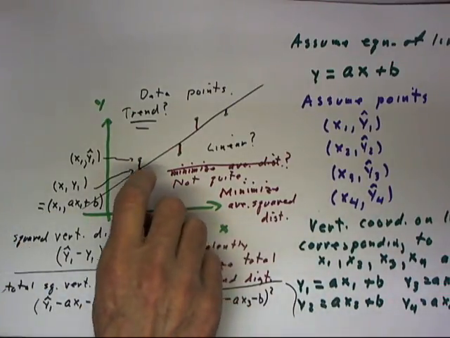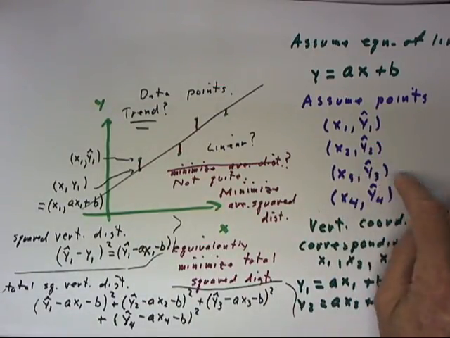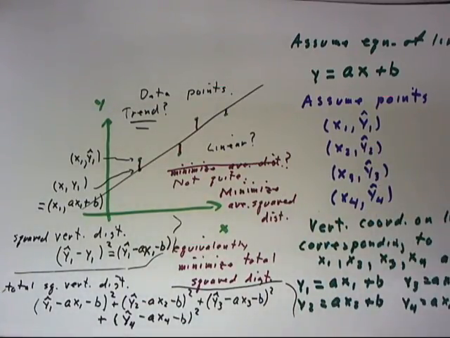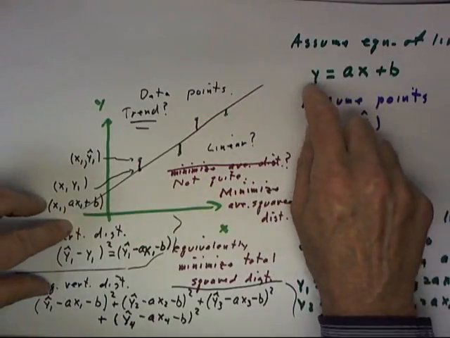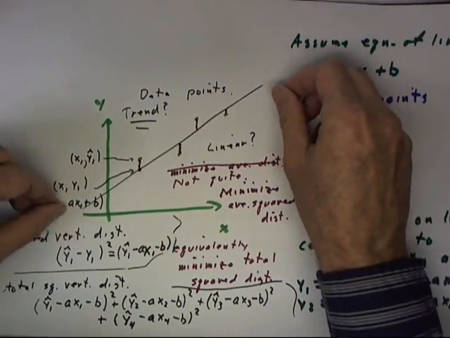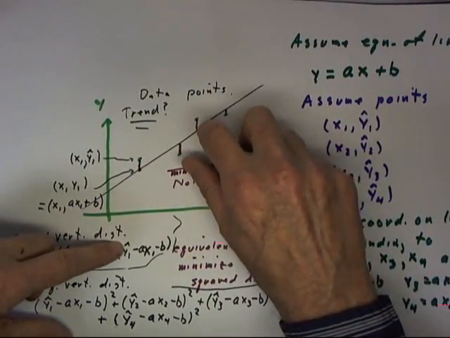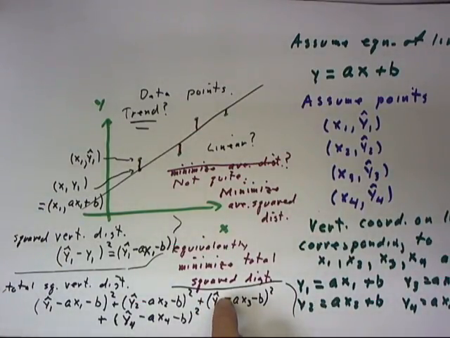Okay, for data points x1 hat, y1 hat, x2 hat, y2 hat, and so forth, we obtain the prediction that if y equals ax plus b, where a and b can be varied, the slope and the y-intercept can be varied in such a way as to minimize the total of the squared distances. Our predictions are y1 equals ax1 plus b, y2 equals ax2 plus b, and so forth.